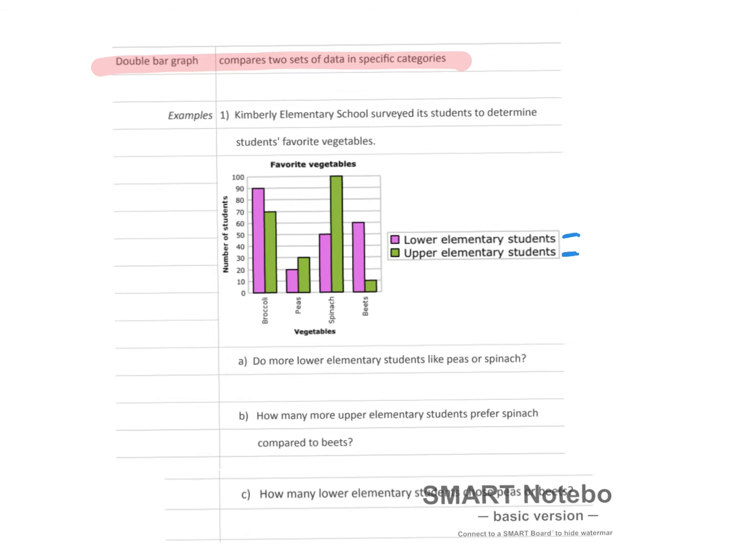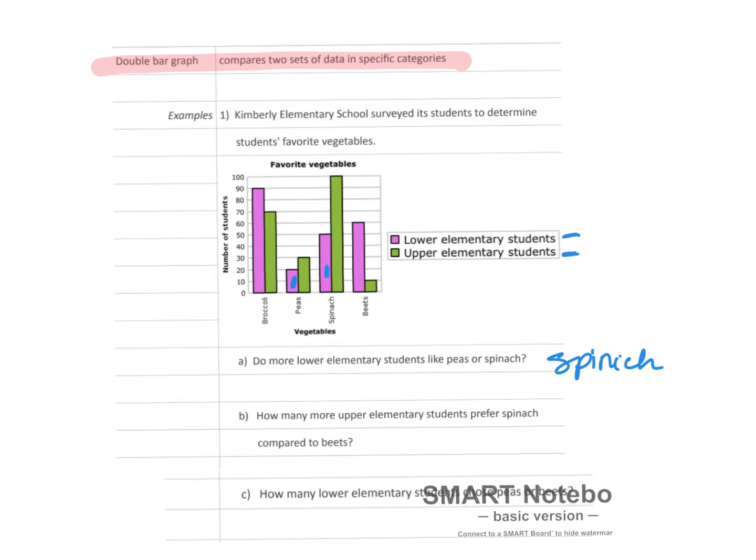So do more lower elementary students like peas or spinach? So we're going to look at the purple one. We have peas and we have spinach. So which one do they like more? That would be spinach.